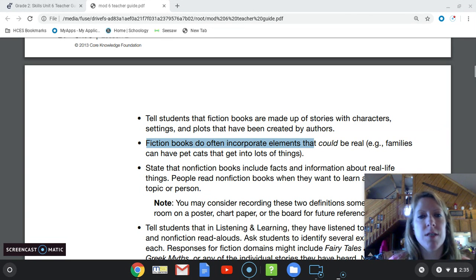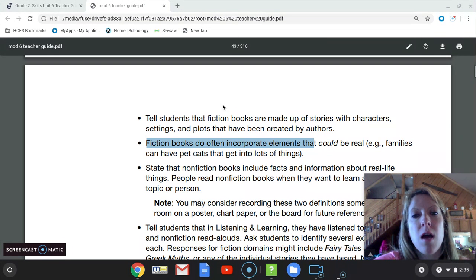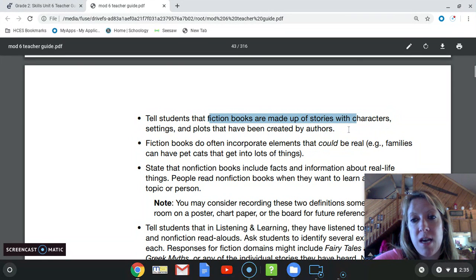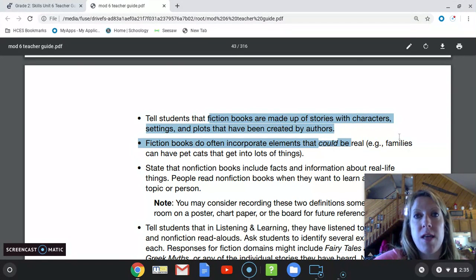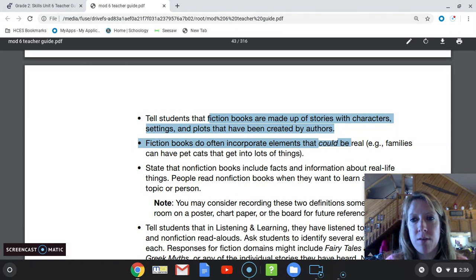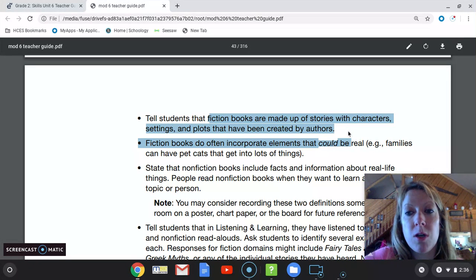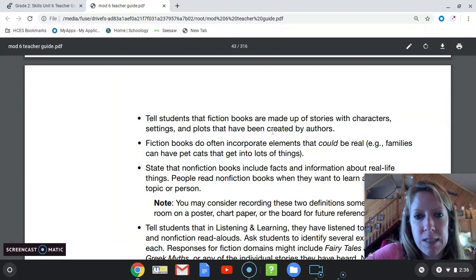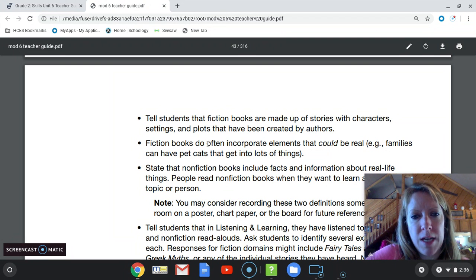Today's lesson 2 is going to talk about the difference between fiction and nonfiction books. We already know that fiction books are made up of stories with characters, settings, and plots that have been created by authors, such as our reader, The Cat Bandit. We already read that, and we knew The Cat Bandit was obviously a fictional book. It was fake. He could not talk. He really couldn't move boxes to get his food and all that stuff.